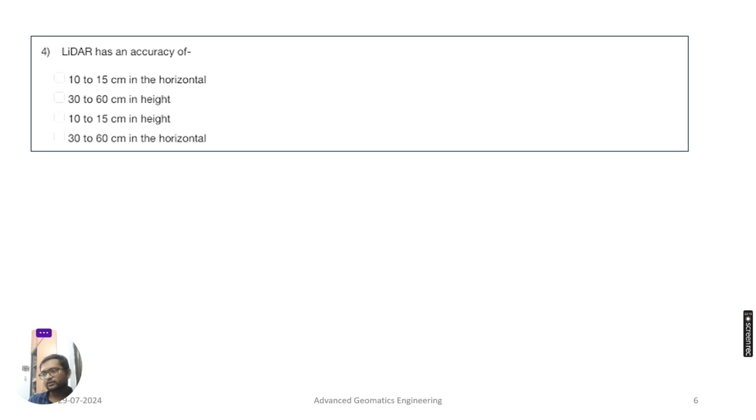You can do this experiment if you are interested and if you have a nearby iPhone or some other phone with an inbuilt LiDAR sensor. So the right answer over here is 10 to 15 centimeters in height and 30 to 60 centimeters horizontally. And mostly it focuses on vertical accuracy rather than horizontal accuracy. So, any questions?